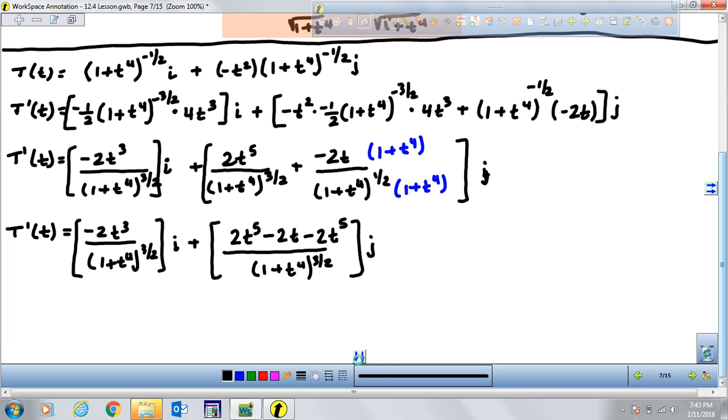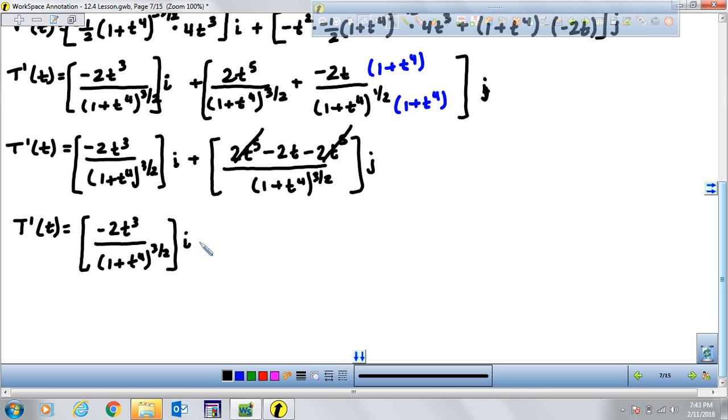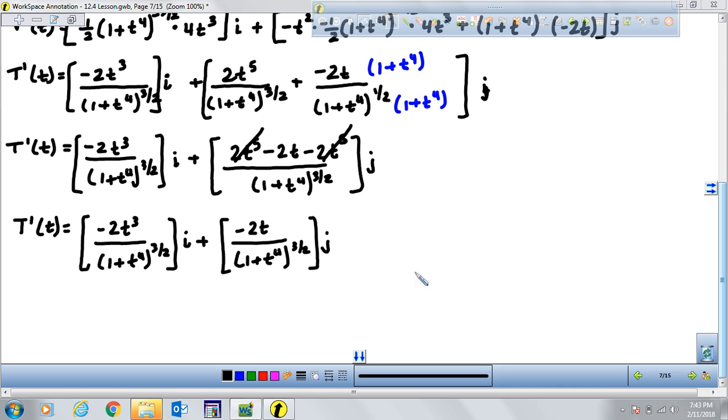So we can combine like terms. You see that 2t to the fifth minus 2t to the fifth, they cancel. So we're going to end up with this. The derivative of the unit tangent vector is the same as negative 2t to the third over 1 plus t to the fourth raised to the 3/2 i plus negative 2t over 1 plus t to the fourth raised to the 3/2 power, and that is our j component. So that's the derivative of the unit tangent vector.